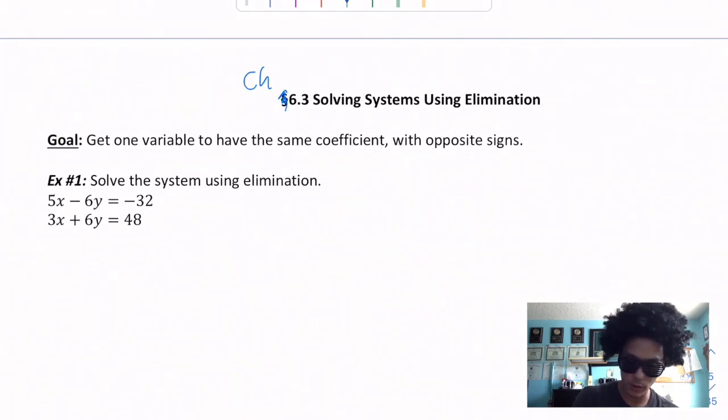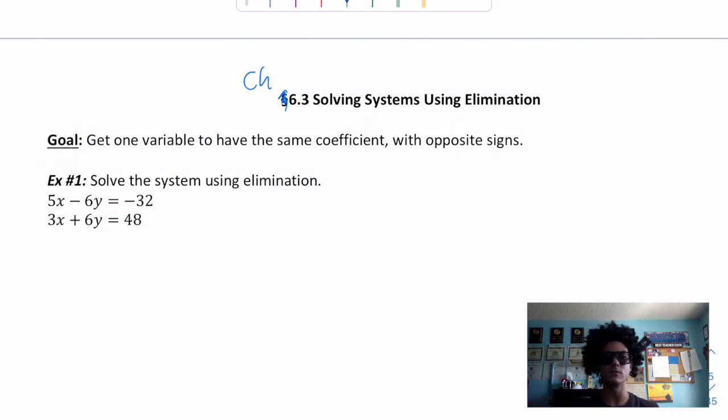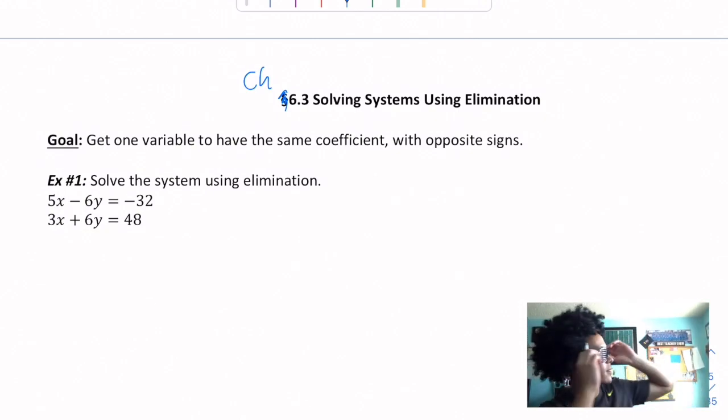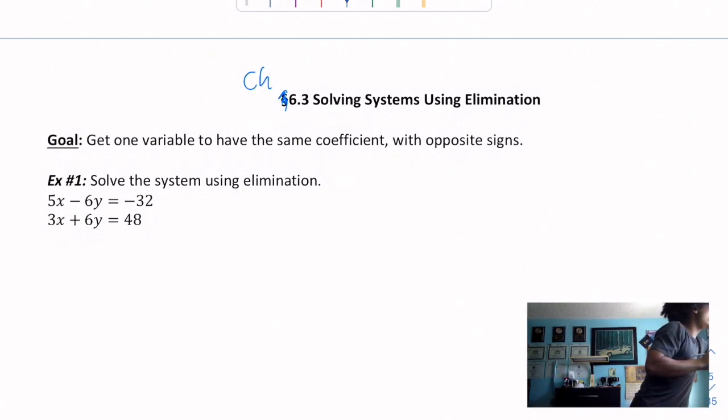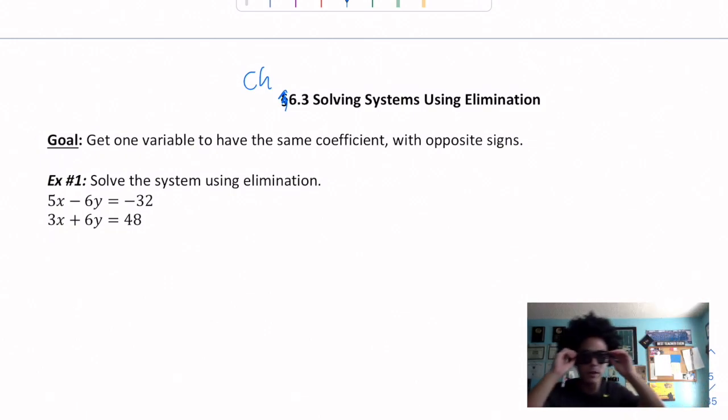Chapter 6.3, solving systems using elimination. Okay, actually, I know my future's a bit bright, so I put on my shades, but I think I can close some blinds here. That's a little better. All right.